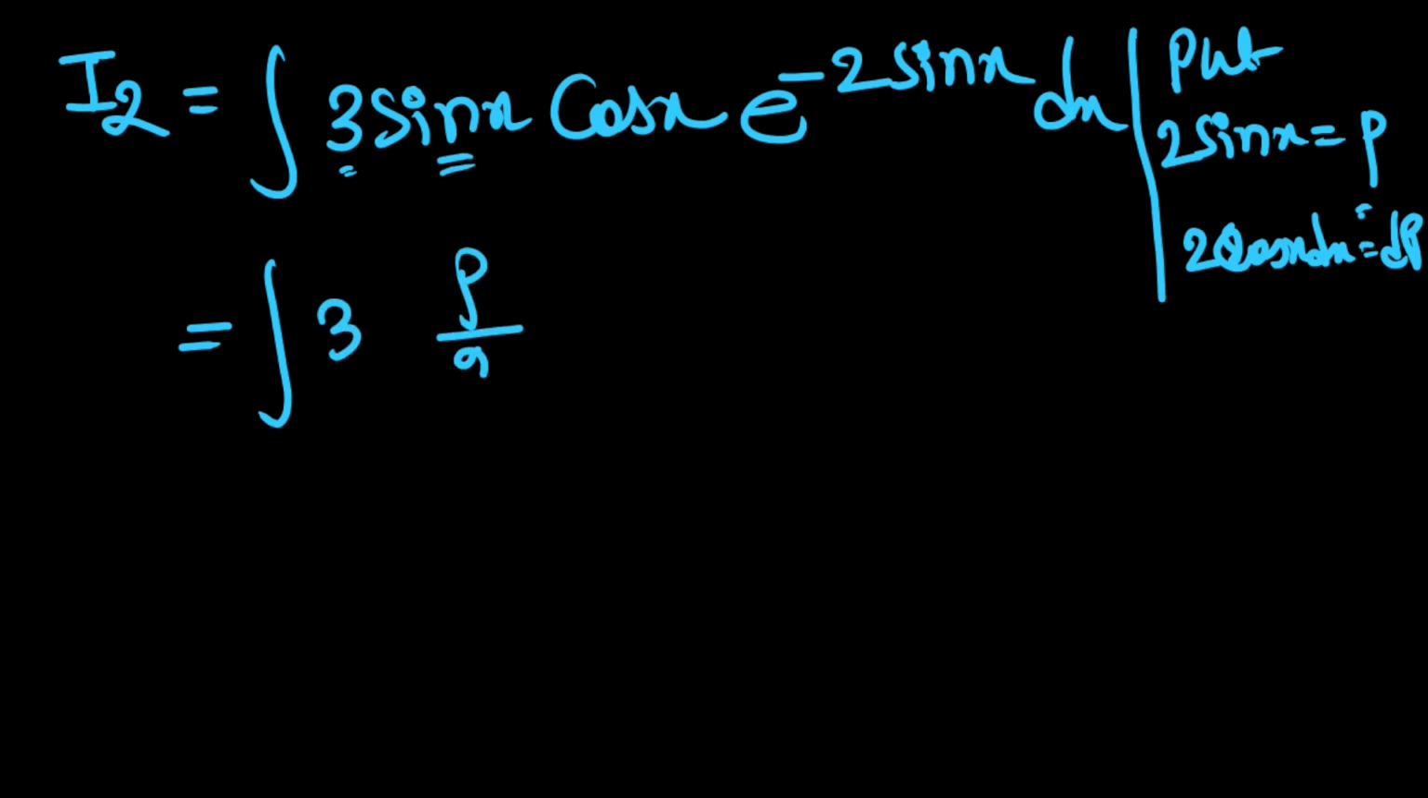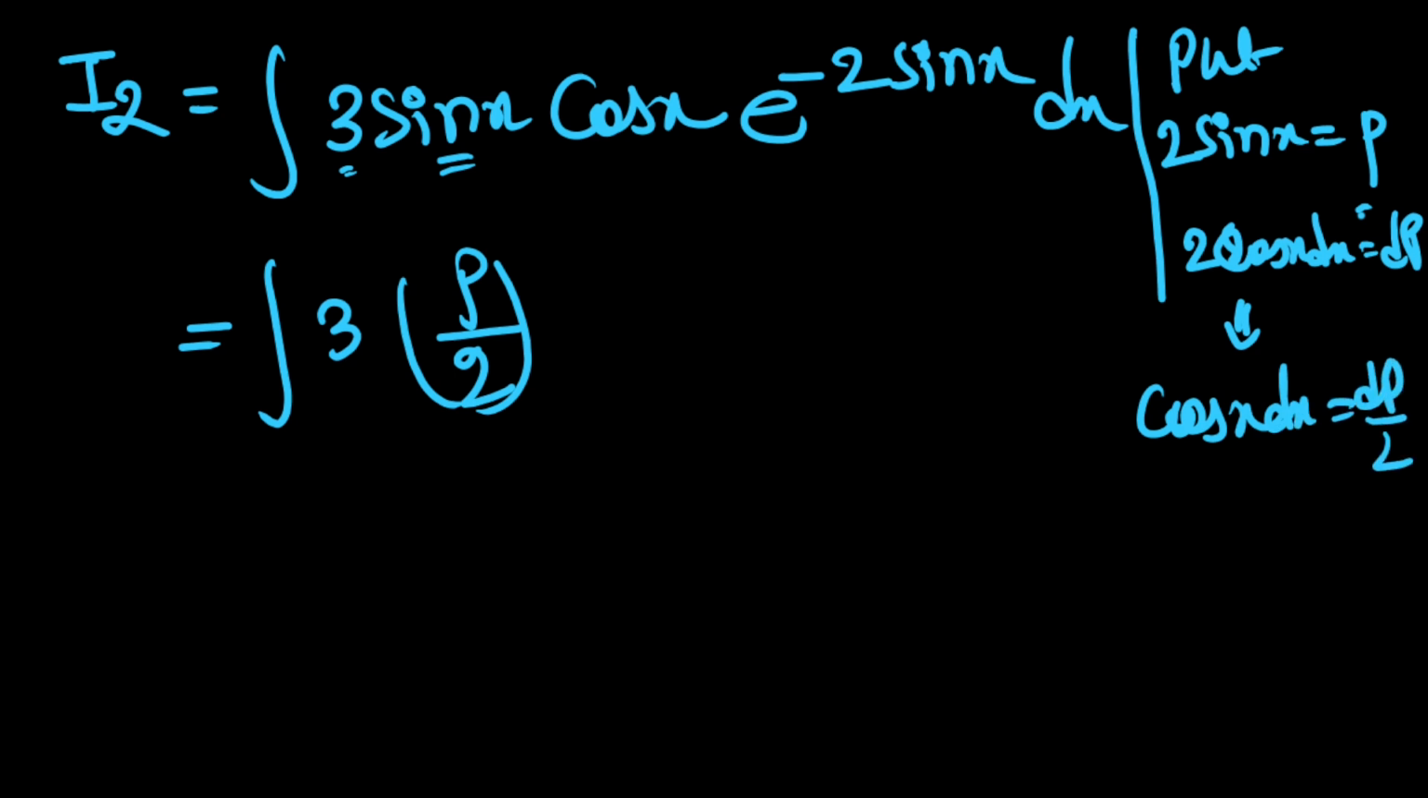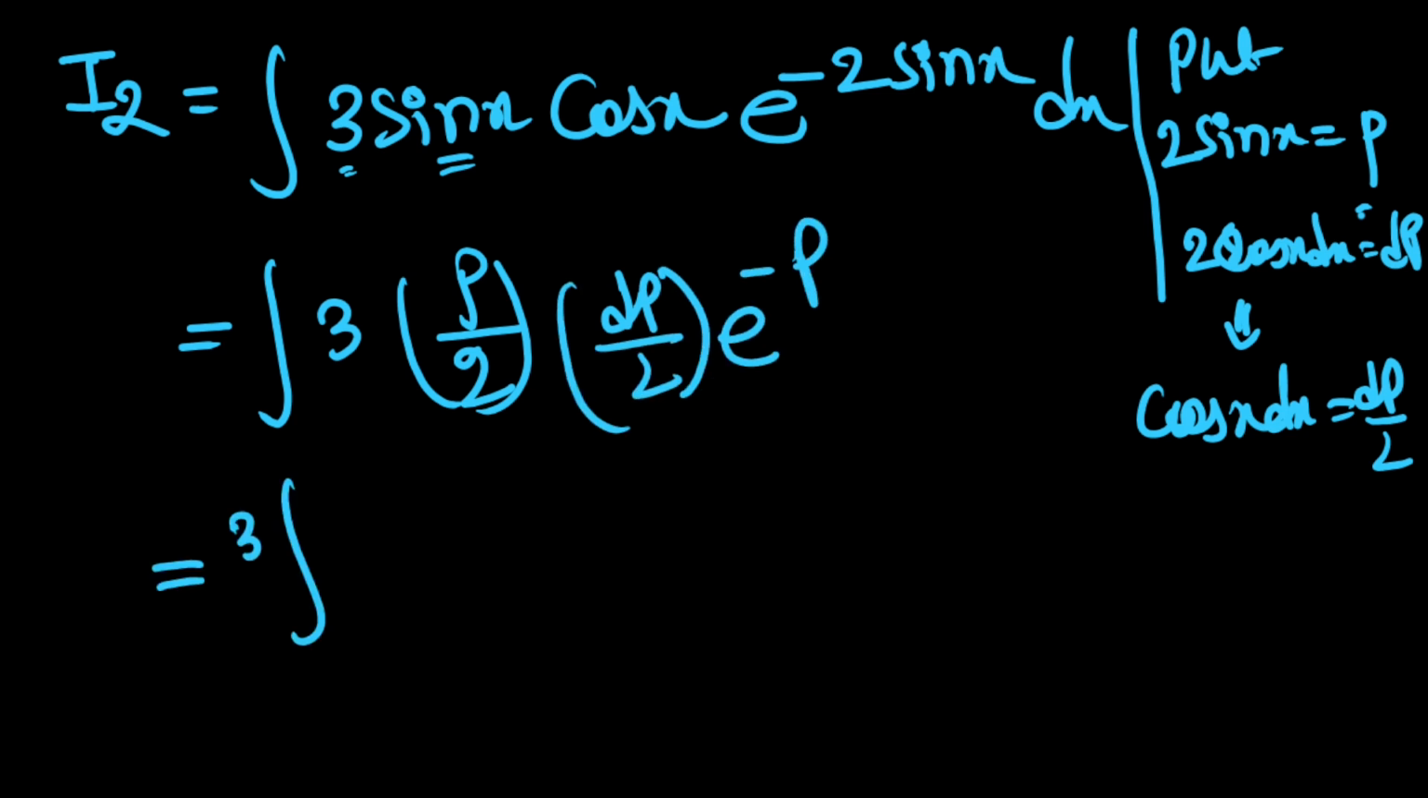So sin x is p by 2, and from here we obtain cos x dx is equal to dp by 2. So the integral becomes 3 into p by 2 into dp by 2 into e to the power minus p. Therefore 3 by 4 p e to the power minus p dp.